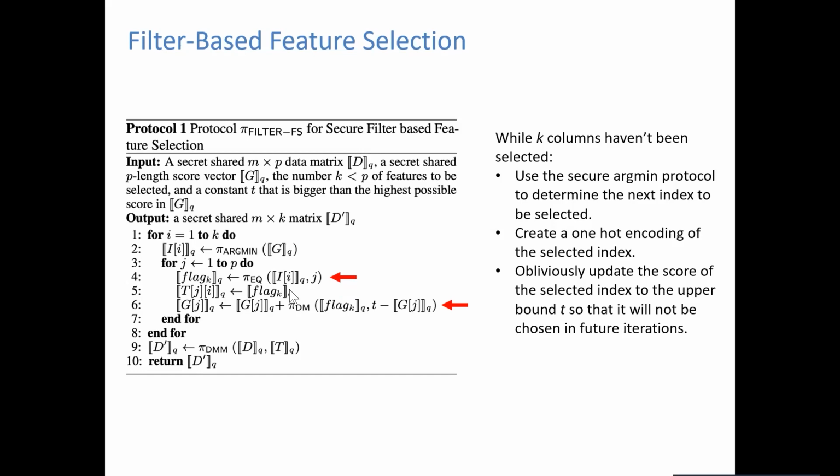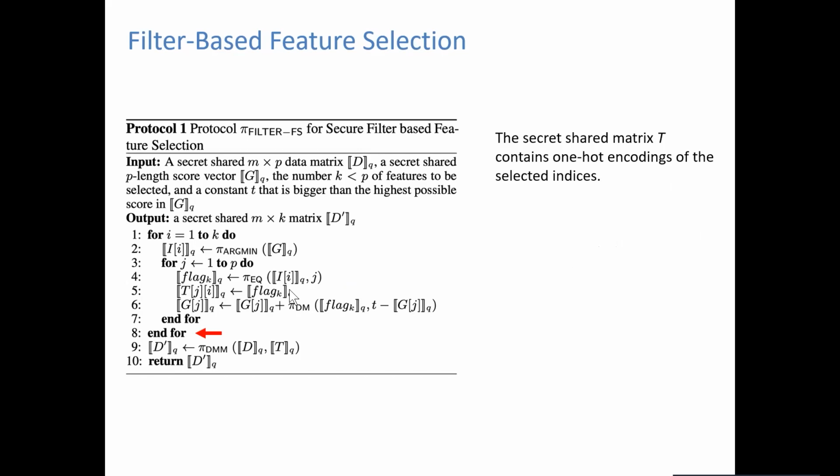So what you are doing here, if you pick some feature in this iteration of the loop, essentially you are doing this oblivious update of the value of the score of that feature. You are moving it to, instead of being something very small, be equal to T, which is an upper bound on your scores. So you are guaranteed that whenever you enter another iteration of this outer for loop, you are not selecting that feature again. Okay, and so it's quite a simple protocol.